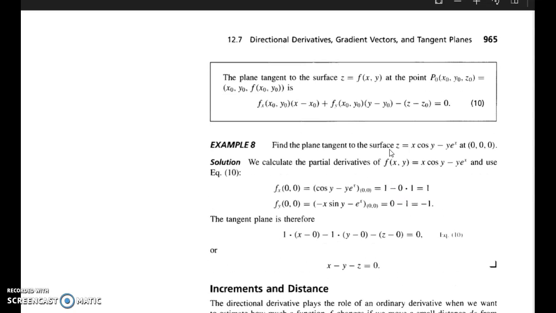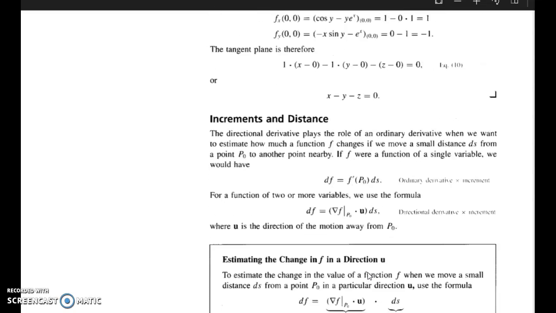So given a surface, we can simply calculate using the previous equation itself. You can find out the result also. Find the plane tangent to the surface, equal to fx and fy. We have to determine that's 1 and minus 1. So 1 into (x minus x0) minus 1 into (y minus 0) minus (z minus 0) equal to 0. The equation is x minus y minus z equal to 0.